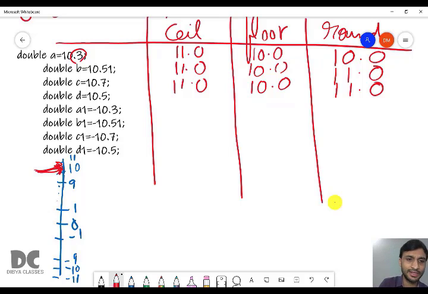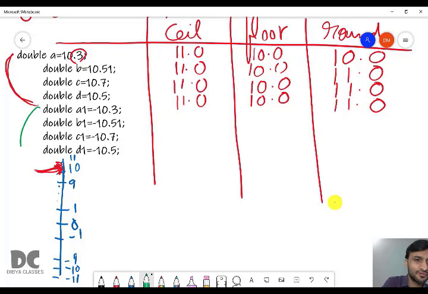Next we have 10.5. Again it is lying between 10 and 11. The ceiling is 11.0. Floor is 10.0. 0.5. What the rule says: greater than or equal to 0.5, you will increase it. So the answer will be 11.0. Clear?